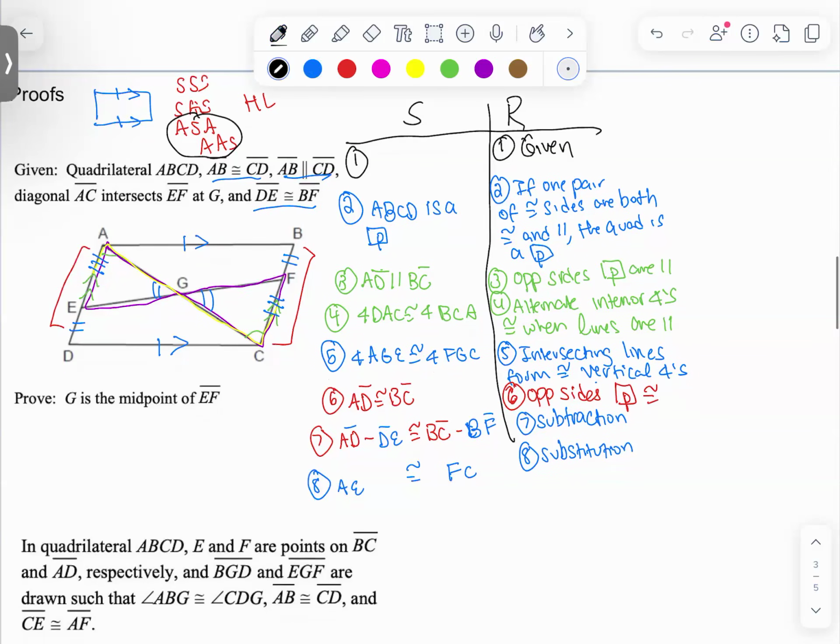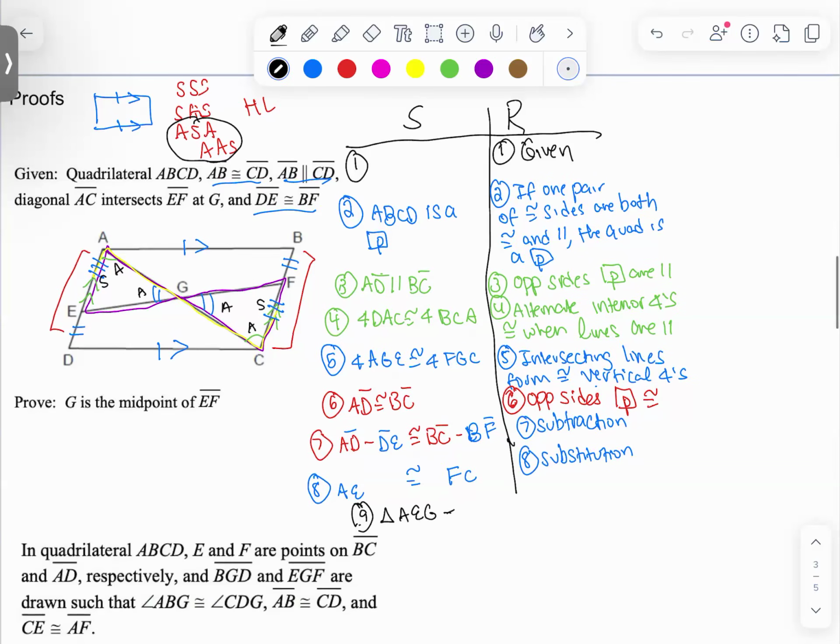And from here, we now have in our triangles angle, angle, side. Two angles followed by a side. So I could now say triangle AEG is congruent to triangle FCG by angle, angle, side. And now, like we spoke about at the beginning of this video, since the triangles are congruent, we can now say that EG is congruent to FG.